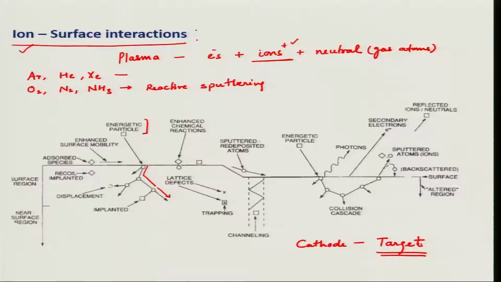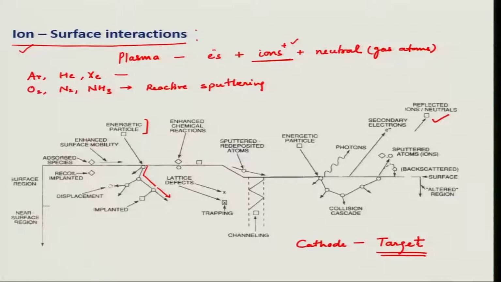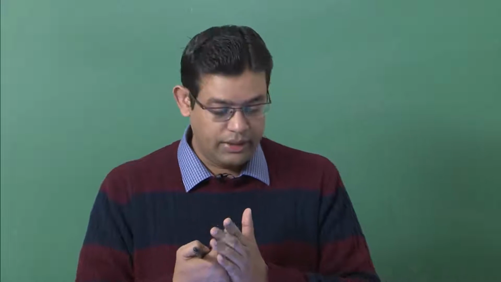So, some of these will just be reflected. They will collide with the surface and be reflected back. Some of them will displace the surface atoms of the target and get implanted, so they will go deep down into the cathode, or the target. They may also get adsorbed on the target. If they have low energy, they will just come close to the target and just sit there and do nothing.